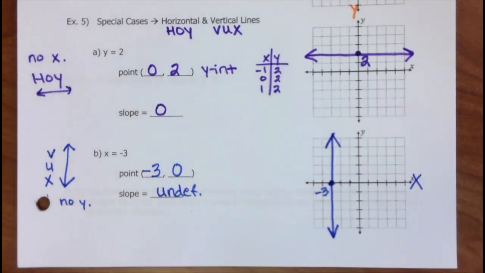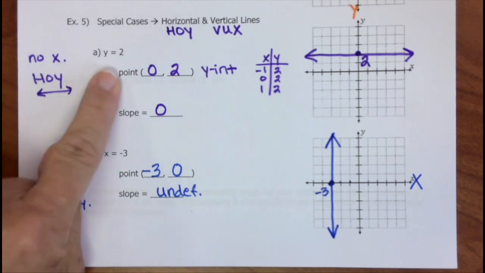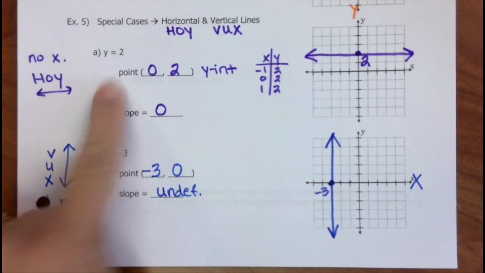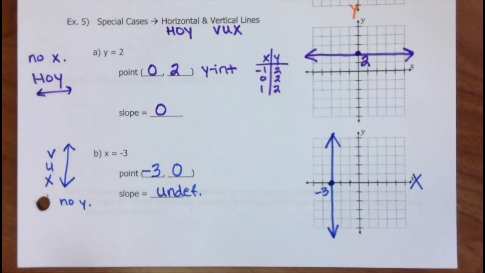People mix these up all the time. Okay? It is vertical. That is your undefined. That's not a function, right? That's the one that your calculator will not graph. So if you forget, type it in. You're not going to be able to type x equals, but type in the y equals. It'll show you it's a flat line.